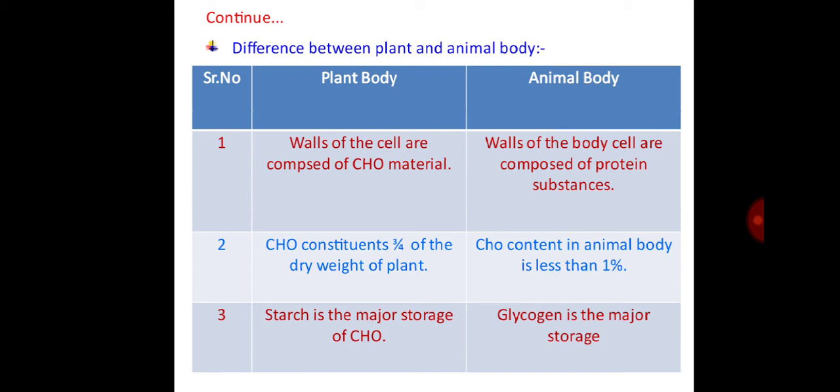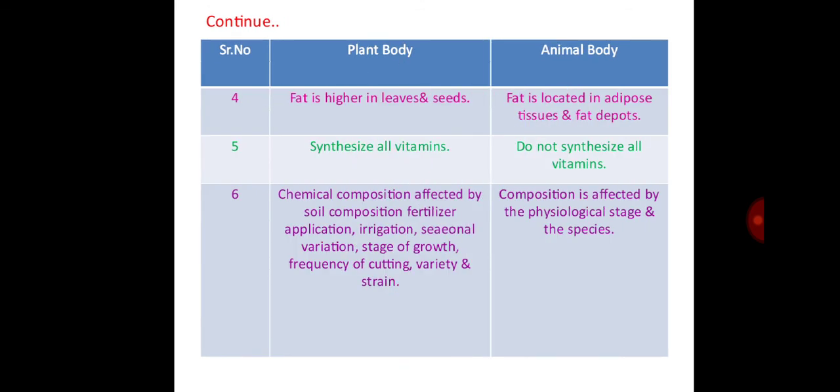Starch is the major storage carbohydrate in the plant body, whereas glycogen is the major storage in the animal body. Then fat is higher in leaves and seeds in the plant body, while fat is located in adipose tissues and fat depots in the animal body. Then all vitamins are synthesized in the plant body, whereas the animal body does not synthesize all vitamins.